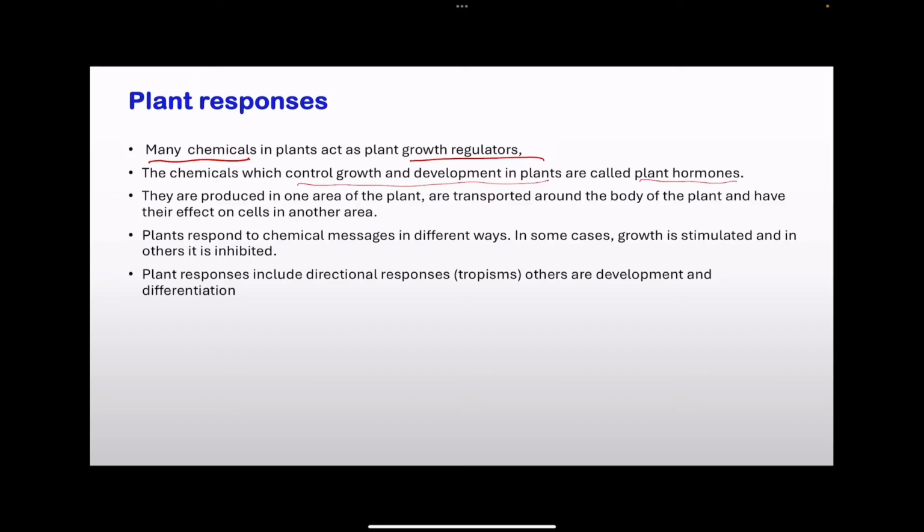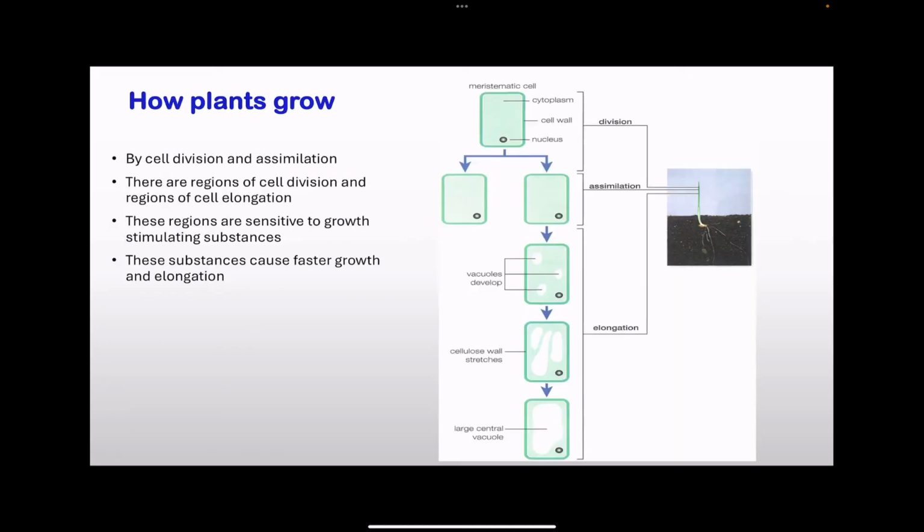They are produced in one area of the plant and they could be transported throughout the whole plant to cause an effect in another region within that same plant. Some plant chemicals stimulate while others cause inhibition. Growth responses in plants include tropisms, which are directional responses. Others include development as well as differentiation.